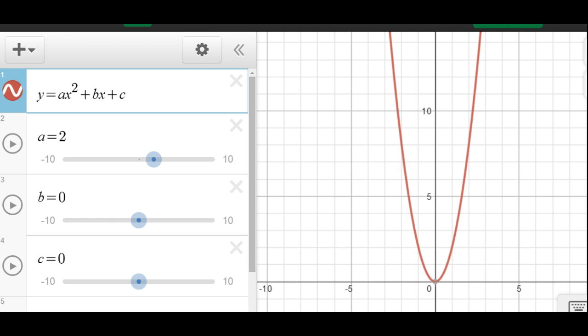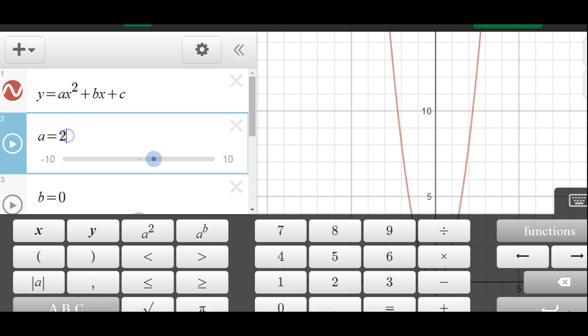Okay. If I went 3, how far up would I go? So normally it's how far? 3 squared is 9, but I've got the 2 in front, so it becomes, say it loud, 18. What if I change A to 3?